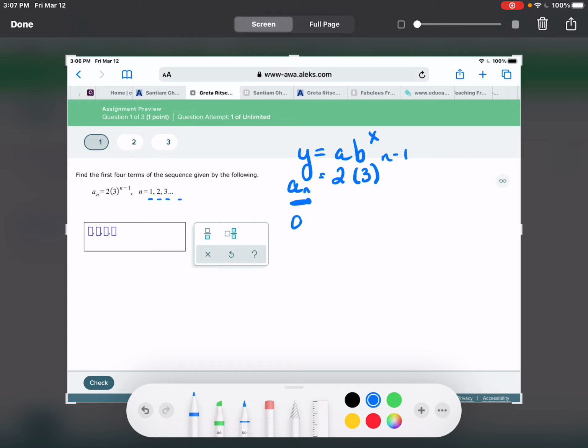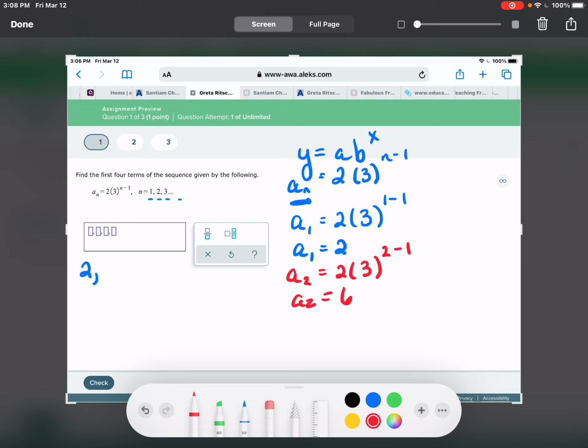So a sub 1 would be 2 times 3 to the 1 minus 1. 1 minus 1 is 0, 3 to the 0 is 1, and that times 2 is just 2. So our first term is going to be 2. The second term, we will do a sub 2, so n is going to be 2 this time, equals 2 times 3 to the 2 minus 1. 2 minus 1 is 1, and 3 to the 1 is just 3. 3 times 2 is 6, so my a sub 2 is 6.